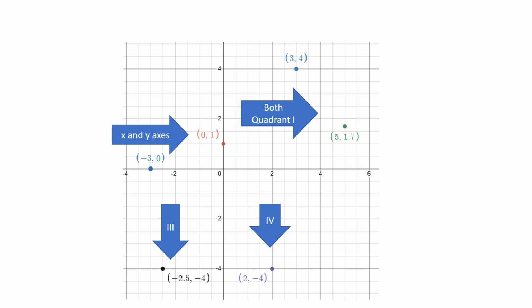Okay, so (3, 4) and (5, 1.7) are both in quadrant 1. In quadrant 3 is (-5/2, -4). In quadrant 4 is (2, -4). And (0, 1) is on the y-axis, and (-3, 0) is on the x-axis.